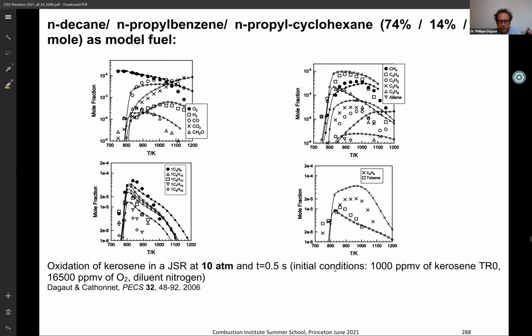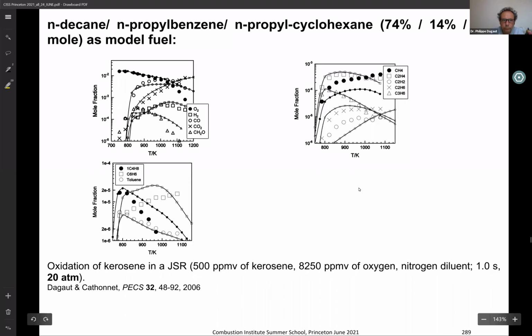And this is another example at 10 atmospheres. We can see for these two that here we overestimate the formation of benzene, and that of toluene, we match the maximum. These are data obtained at 20 atmospheres. The aromatics are here. So benzene is overestimated and toluene is okay. This is 1-butene, and for the other profiles, we underestimate the formation of methane, and this time we underestimate the formation of acetylene below a certain temperature.